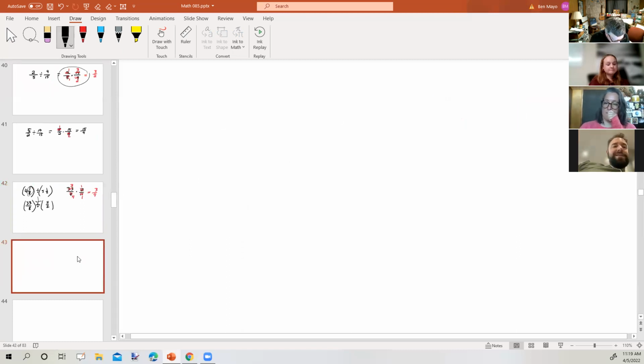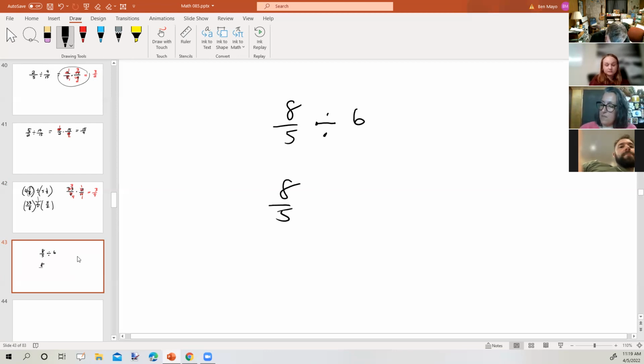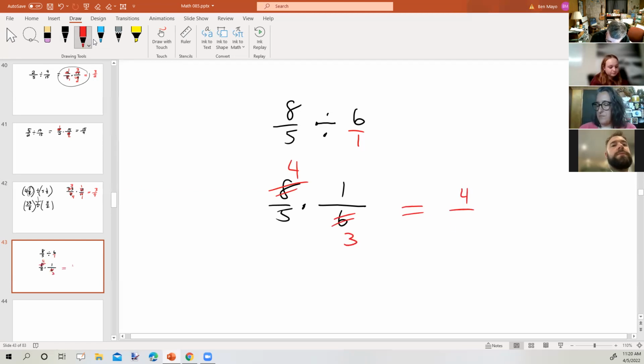Let's say I've got 8/5 divided by 6. That would be 8/5 times, what's the reciprocal of 6? 1/6. Right, because there's an implied 1 here, so this would be 1/6. Just wanted to make sure you were good on that. So then I could take a 2 out and get a 4, take a 2 out and get a 3, and I get 4/15.